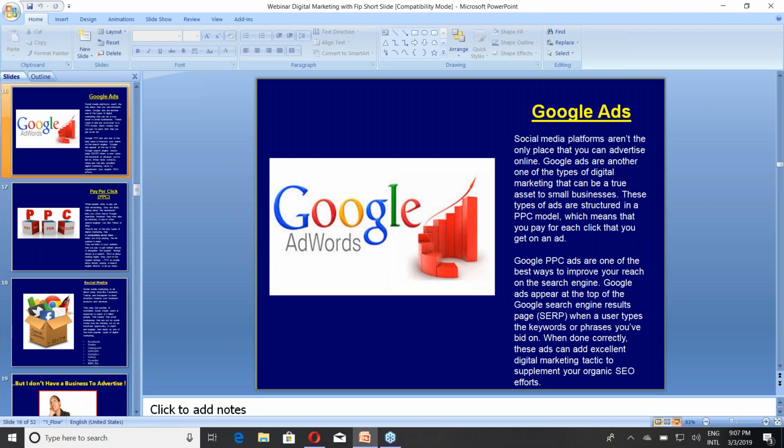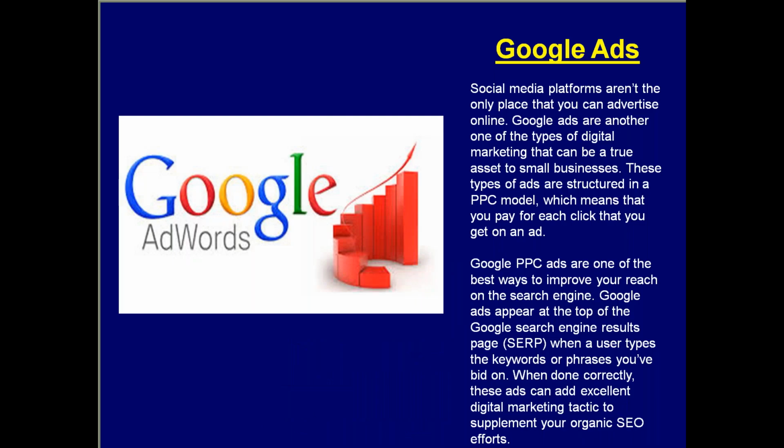As you are seeing from your screen, Google Ad is a platform where you place your advert online, and it is a form of PPC advert. What is called PPC? Pay per click. When people are clicking, you are paying for the advert.